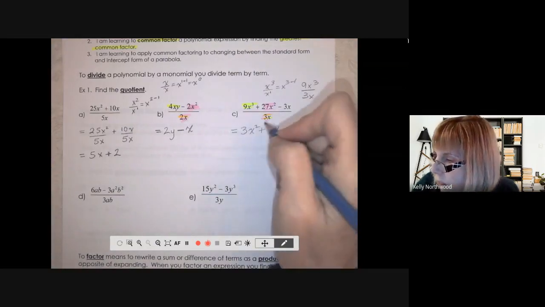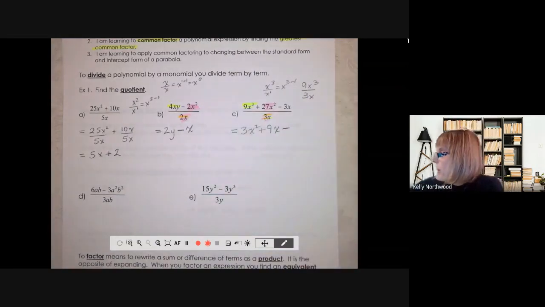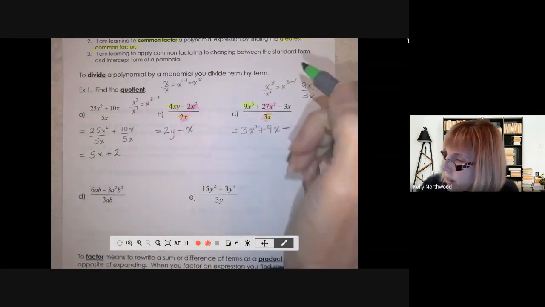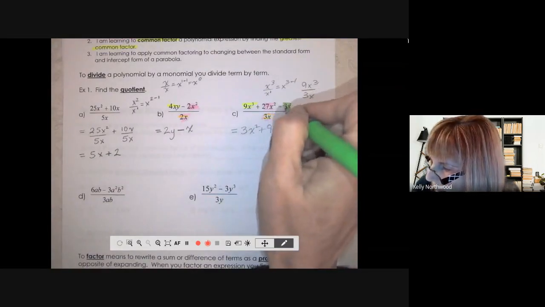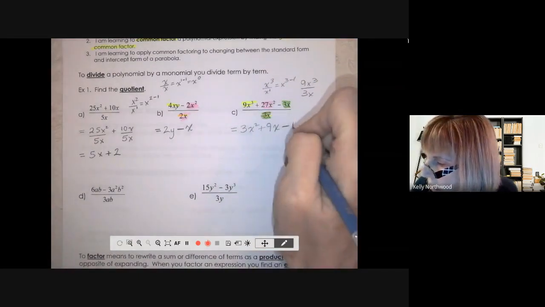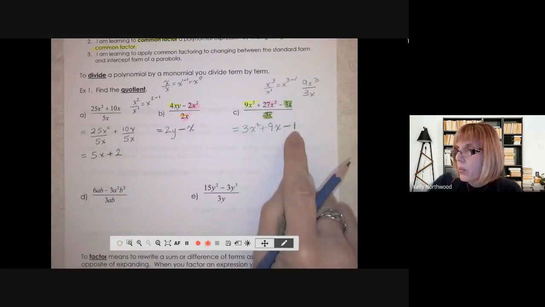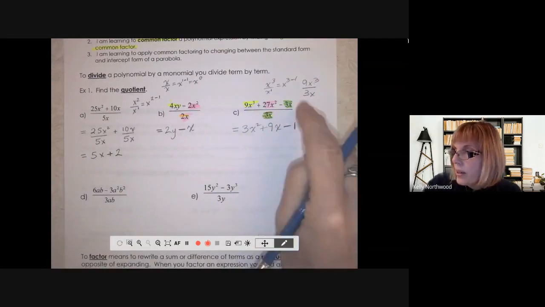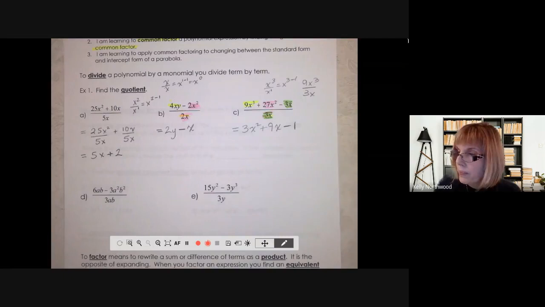And then the last part's probably the trickiest one, or the one that people forget about the most often, because you're dividing 3x by itself. Whenever you divide something by itself, you get 1. So the most common mistake with C would be to forget the minus 1 there, but you need it, because 3x divided by 3x is 1.